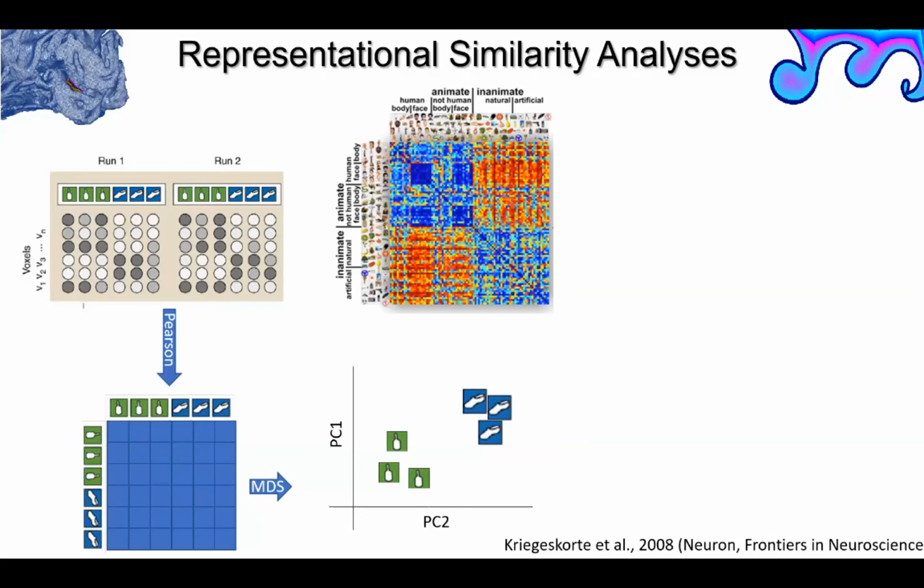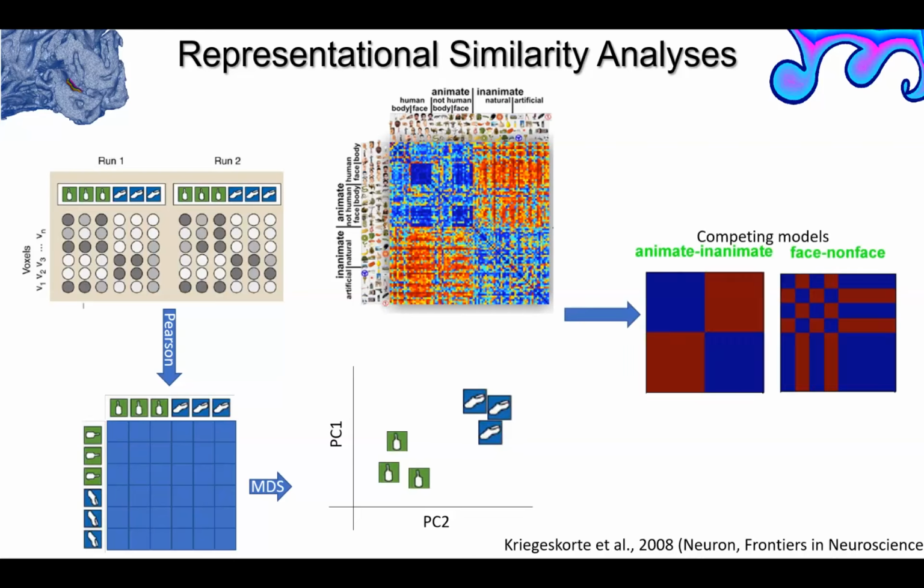Here's an example of Nico's data from 2008 in the Neuron paper. These are human data where he showed a lot of different stimuli to subjects in the scanner, and these stimuli can be broadly subcategorized in animate and inanimate, and within the animate you've got faces and bodies, and human faces and non-human faces. And the cool thing about representation similarity analysis that I like very much is that it allows you to test competing conceptual models.